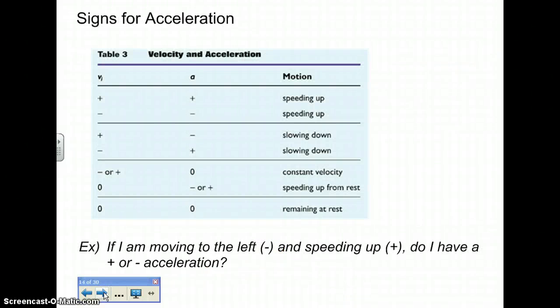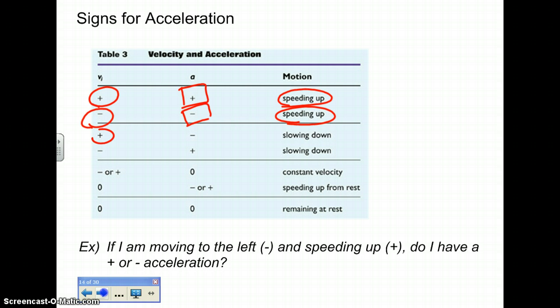Okay, fabulous chart here. Signs for acceleration, dog ear this one, highlight this one, do whatever you need. See what I mean, you're going to have an object that has a positive velocity that is speeding up, that'll give you a positive acceleration. If you have an object that has a negative velocity and is speeding up, that's going to give you a negative acceleration. But if you have a positive velocity and it's slowing down, that's going to be a negative.